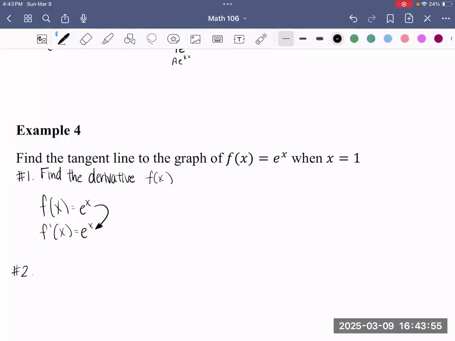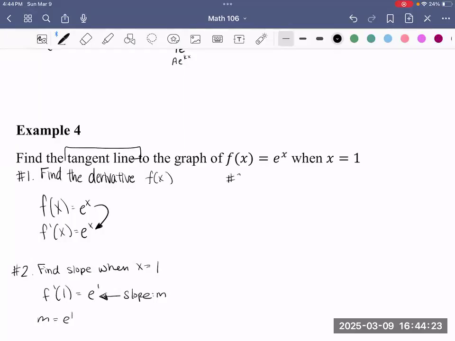So now that you have your derivative, we want to know about slope. We want a tangent line. So we now need your slope. So find the slope when x is equal to 1. So f prime of 1, we have e to the first, and this is your slope. This is m. So m is e to the first power.